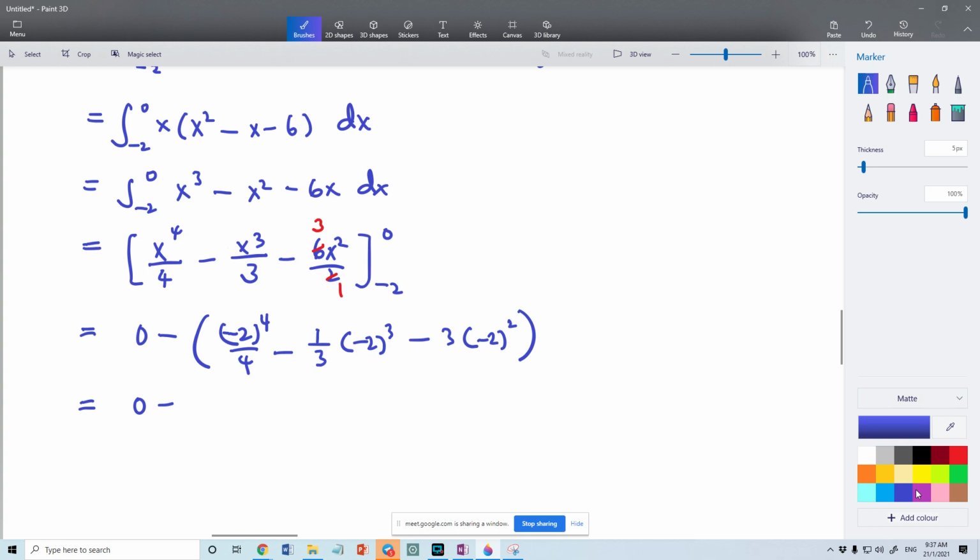Okay, now find using your calculator: x power of 4 over 4 minus x power of 3 over 3 minus 3 square. Okay, what is the answer? So I think you get negative 16 over 3. You should get negative 16 over 3. So negative negative becomes positive, so the positive answer is actually 5.33 unit square.